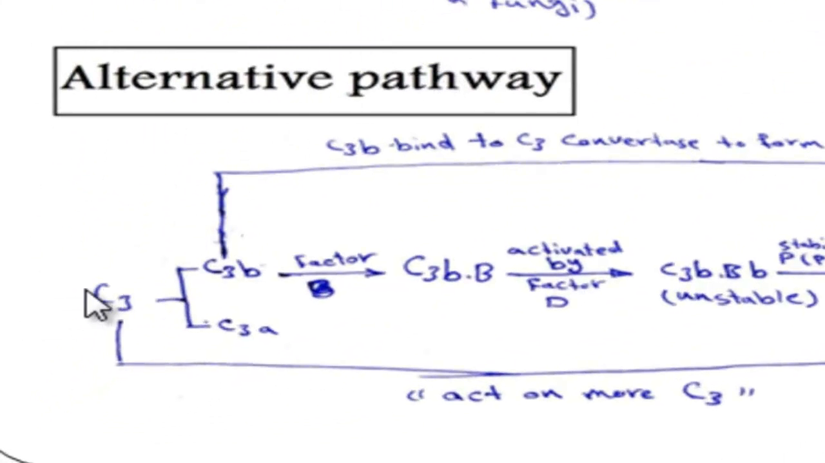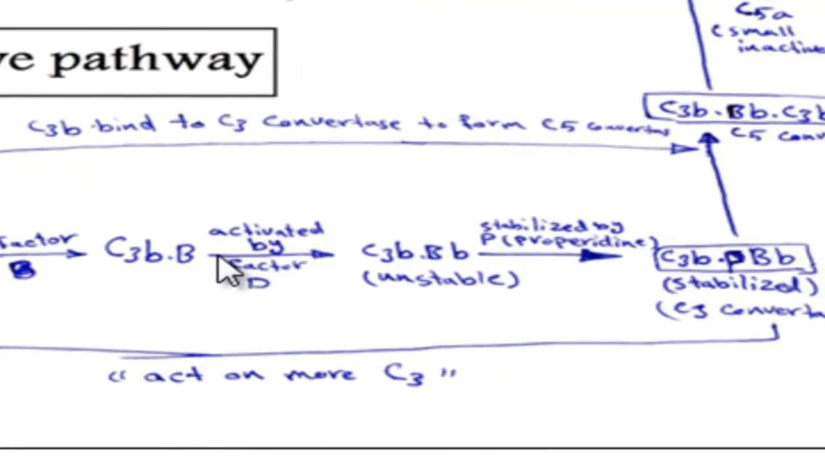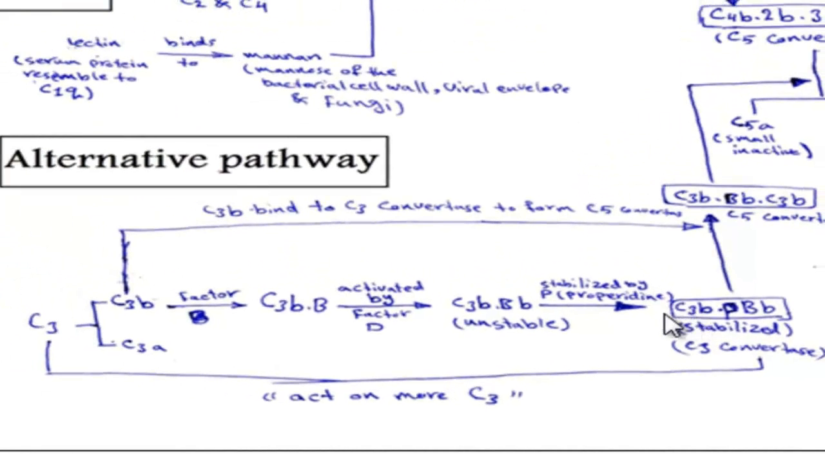In this pathway, there is a spontaneous conversion of C3 into C3A and C3B. C3B binds factor B to form C3Bb. Now this complex is activated by factor D, yielding C3Bb. This is an unstable complex and can be dissociated into C3B and Bb. But this doesn't occur because this complex is stabilized by P factor, known as properdin, resulting in the formation of a stable complex, C3bBbP, which is the C3 convertase.